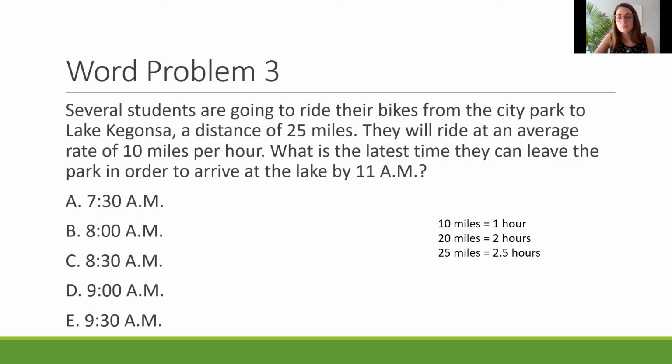All right, so now if I know that I need to be there at 11 a.m., I'm going to say, okay, 11 a.m., and I need to subtract out the 2.5 hours. So what I would do is I would say, okay, 11 a.m. minus 1 hour would be 10 a.m. 11 a.m. minus 2 hours would be 9 a.m. And if I go a half an hour before that, I'm at 8:30 a.m.